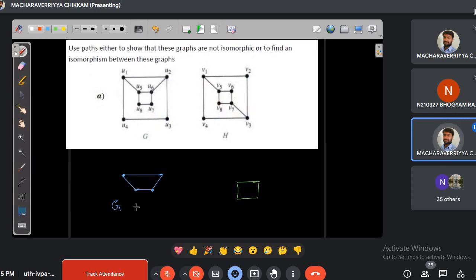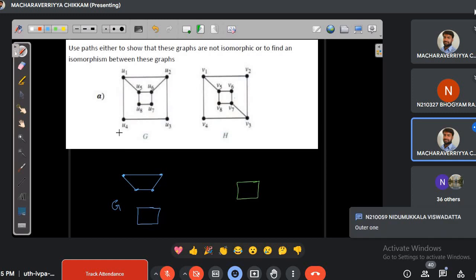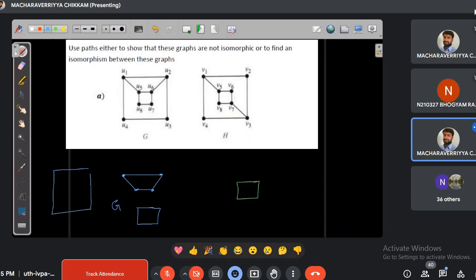So this is one circuit, and another circuit of length 4 is this, the middle one. Any other circuit in the first graph of length 4? Outer one, okay. So 1, 2, 3, fine. So how about in this picture? So this is 1, and also you can say that the outer one is 1, fine.